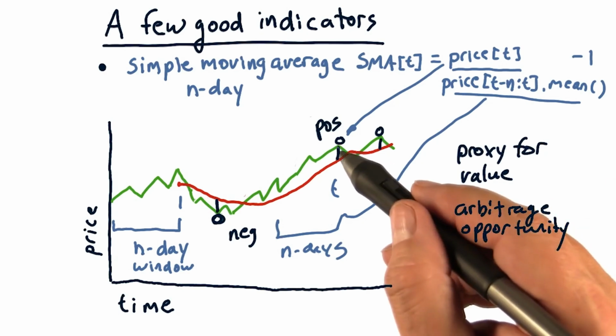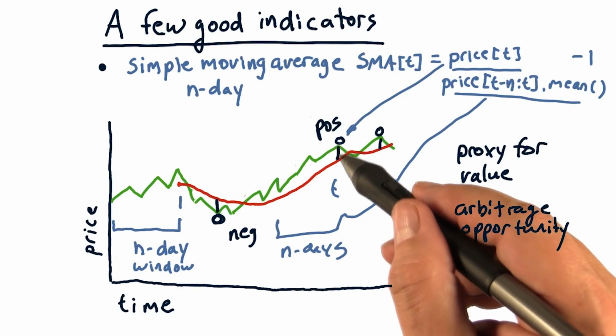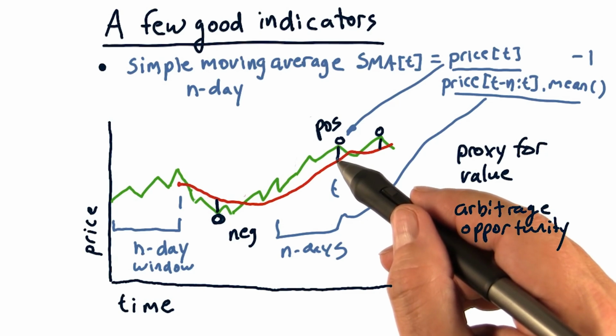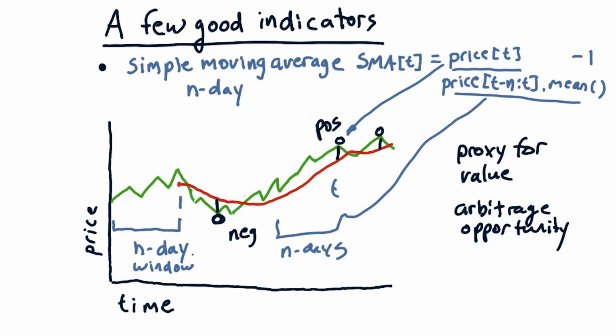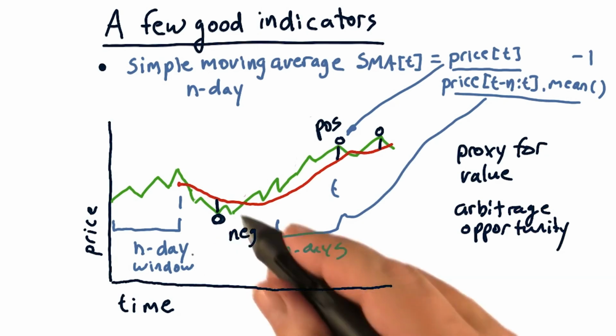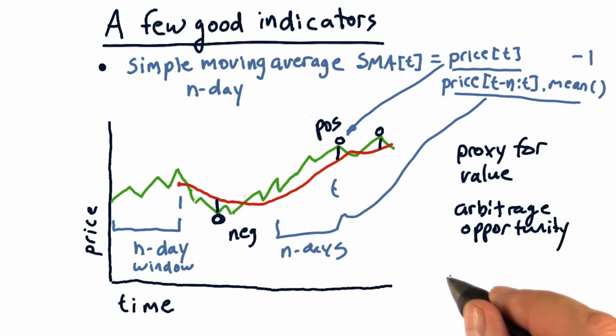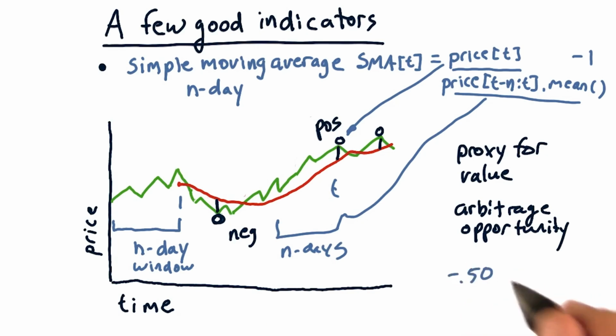So if, for instance, the price is 10% above the simple moving average, we'd end up getting a positive 0.1. If it were 10% below, we'd get a negative 0.1. So similar to the momentum, we typically see values here ranging from, at most, minus 50% to plus 50%.